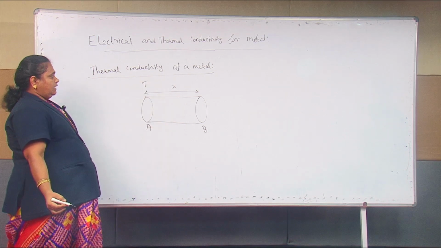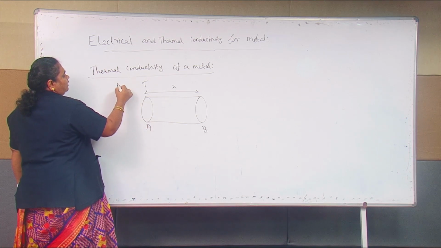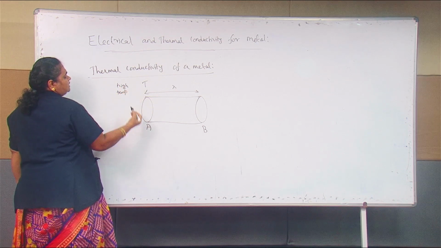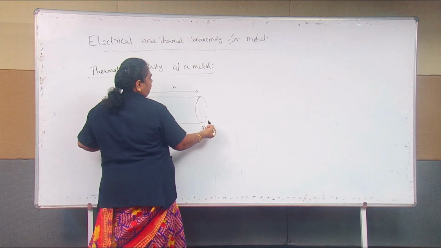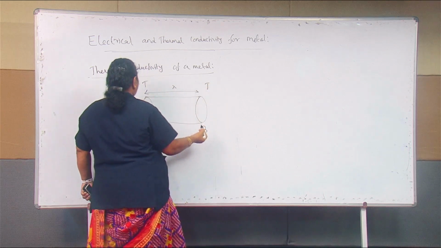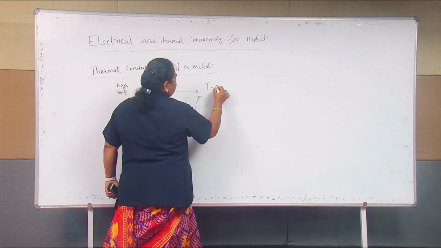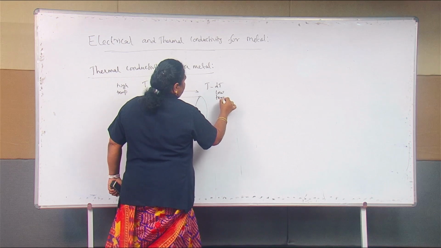So let me assume the temperature at end A is represented as T. We also assume that end A is maintained at a higher temperature, and compared to A, the end B is maintained at a low temperature, which we take as T minus dT.